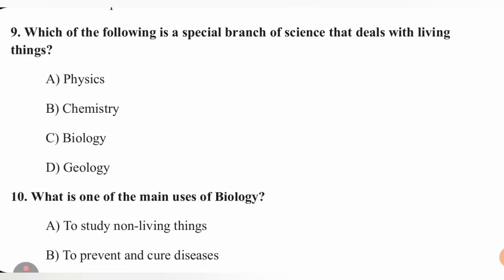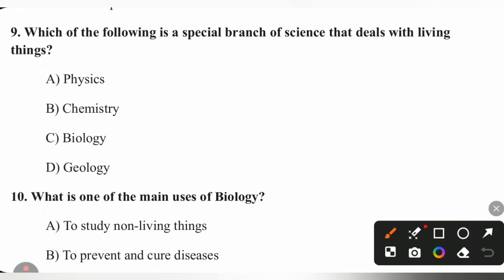Number 9, which of the following is a special branch of science that deals with living things? A, physics. B, chemistry. C, biology. D, geology. Answer should be C, biology.